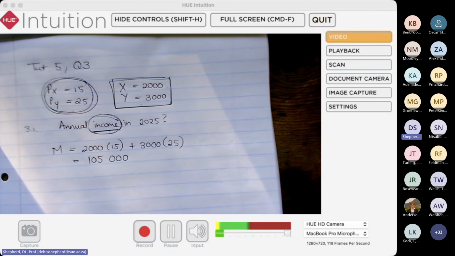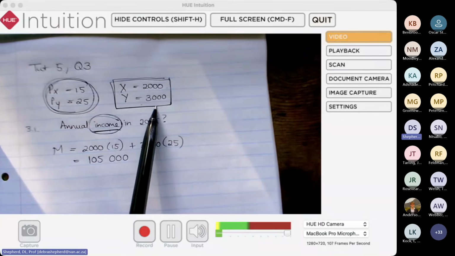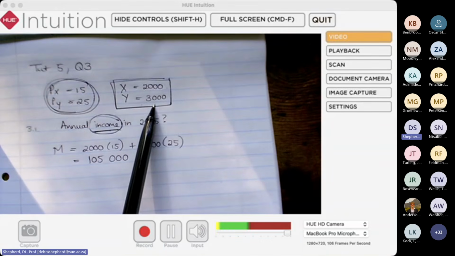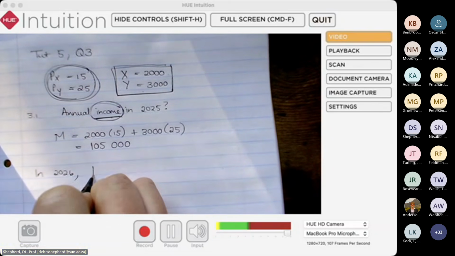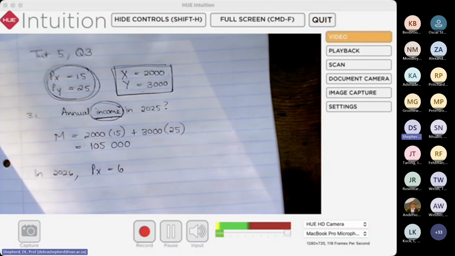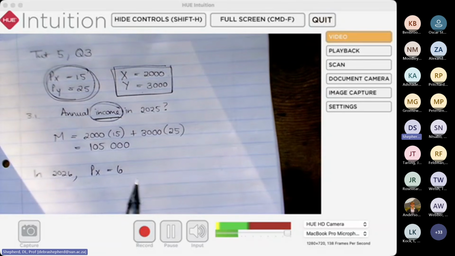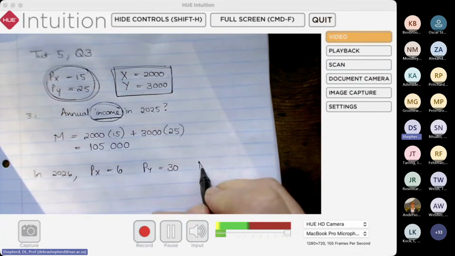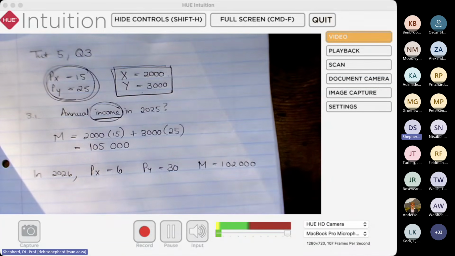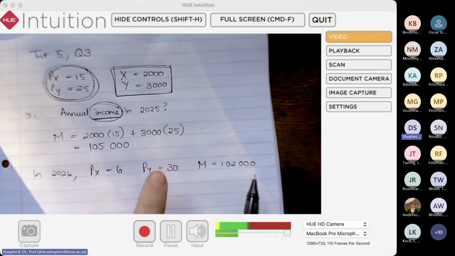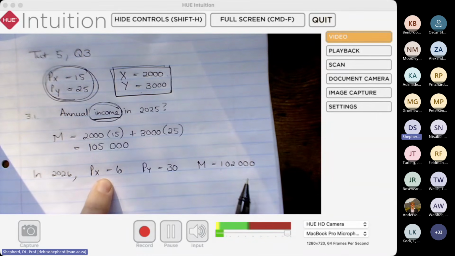That is the income that would have been spent in total on this combination of X and Y. We then get told that in 2026, the price of X is now 6. So X has become a lot cheaper. The price of Y is now 30. So Y has become more expensive. And her income is now 102,000. So between 2025 and 2026, Y has become more expensive, X has become cheaper, and her income has gone down.